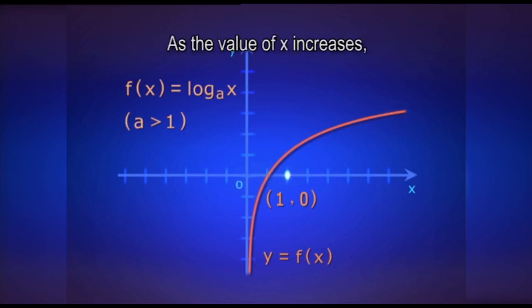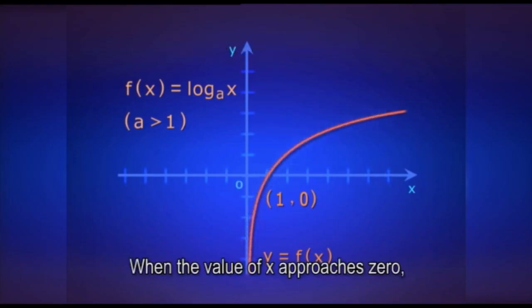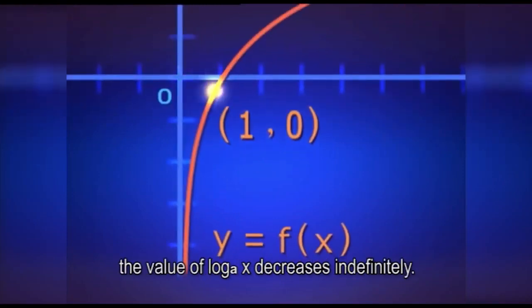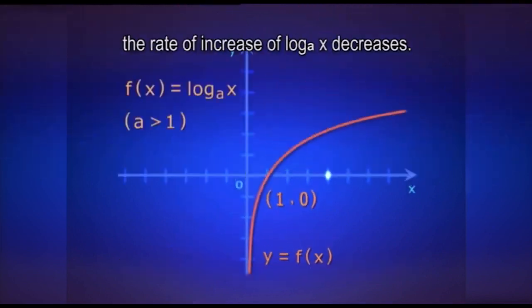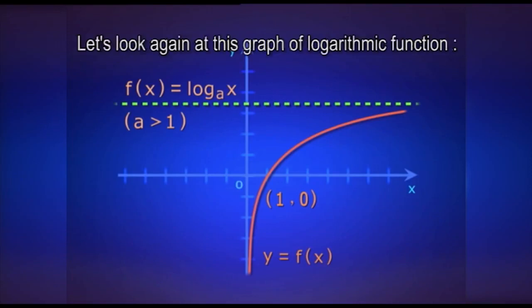As the value of x increases, the value of logarithm of x to the base a increases. When the value of x approaches 0, the value of logarithm of x to the base a decreases indefinitely. As the value of x increases, the rate of increase of logarithm of x to the base a decreases. The graph tends to a horizontal development. Let's look again at this graph of logarithmic function.